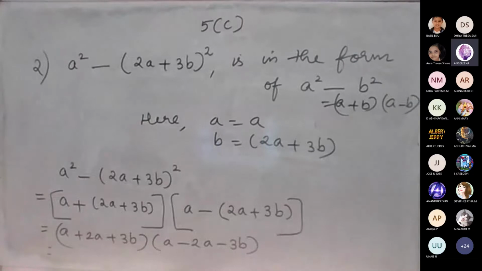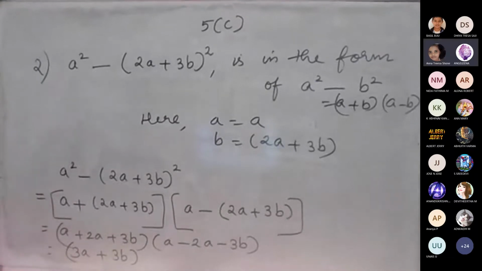Two a square plus 3b. 3a, 2a plus a. 2a plus 3b. 3a plus 3b. A plus a is what? A plus 2a is 3a. 3a plus 3b.